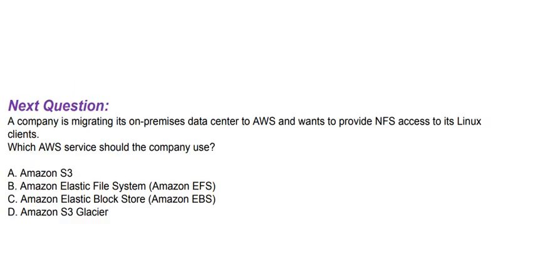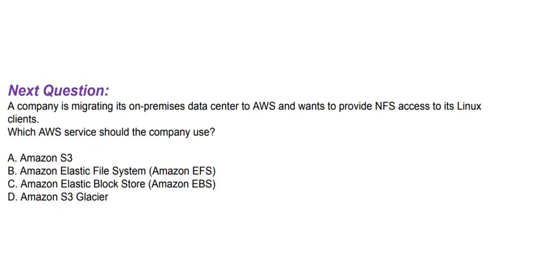Next question is: A company is migrating its on-premises data center to AWS and wants to provide NFS access to its Linux clients. Which AWS service should the company use? Option A: Amazon S3. Option B: Amazon Elastic File System. Option C: Amazon Elastic Block Store. And option D: Amazon S3 Glacier. The correct answer is option B.